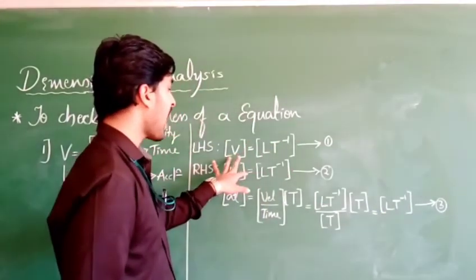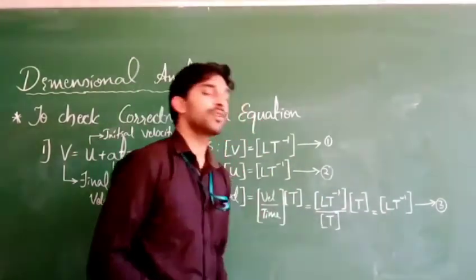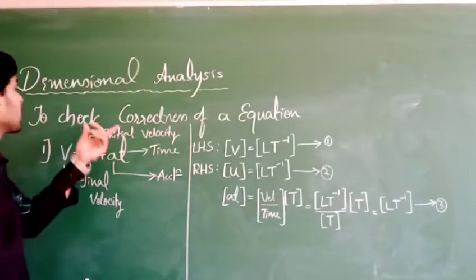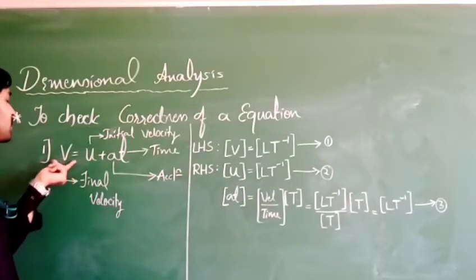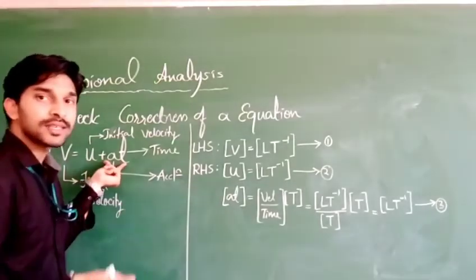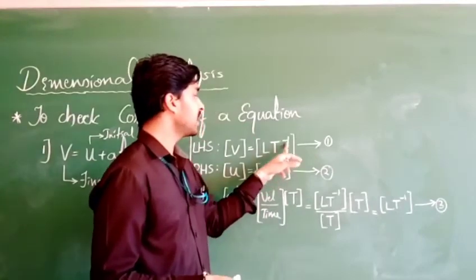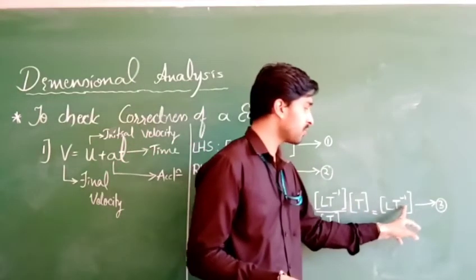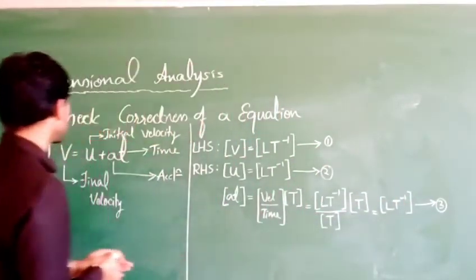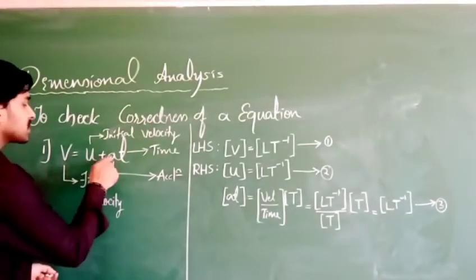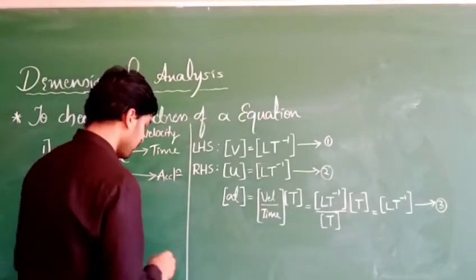When we have all the terms in an equation having same dimensions, then we treat that kind of equation as a correct equation, dimensionally correct equation. That's why the given equation V is equal to U plus AT is dimensionally correct by comparing equations 1, 2 and 3 right hand side. LT to the power of minus 1, LT to the power of minus 1, LT to the power of minus 1. Clear? You have to write the same wordings.